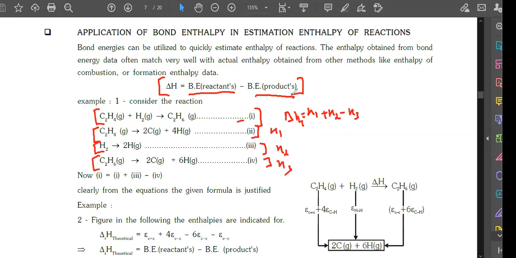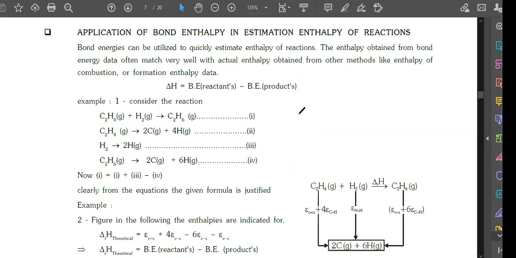Now let's see H1, H2 individually. First of all, let's see H1. Now this is your H1. If you see C2H4, this is your CH2 double bond CH2. Yes or no? Agree? So in this case, I'm having 4 CH bonds and 1 C double bond C bond, right everyone?